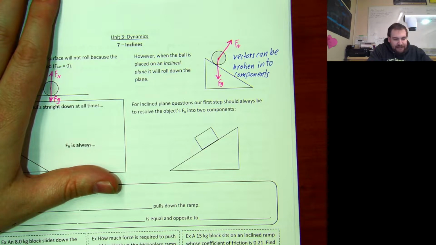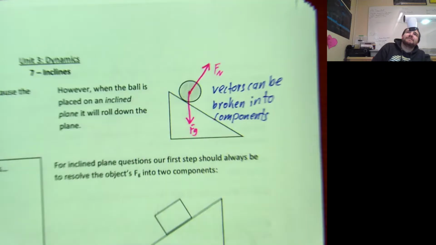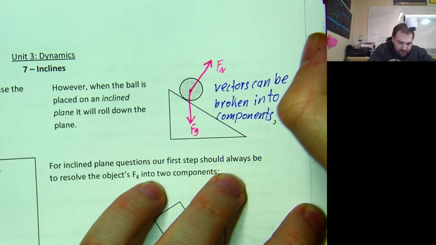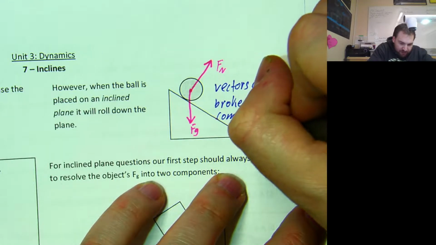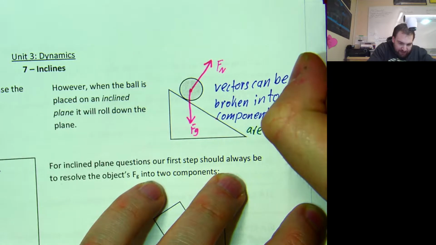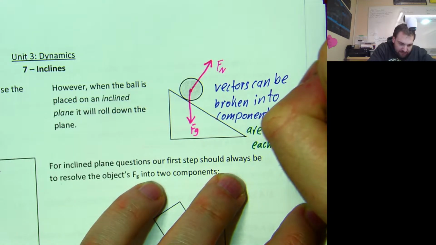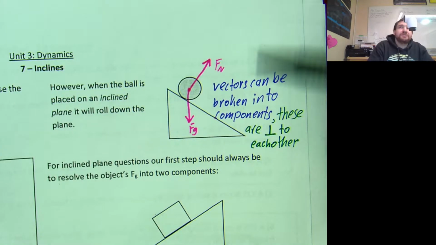Okay. And these components, I'm going to zoom in here so it's easier for you guys at the back to see. These components, right here in green, these are perpendicular to each other. When I say these, I mean the components. So the components are going to be perpendicular to each other.